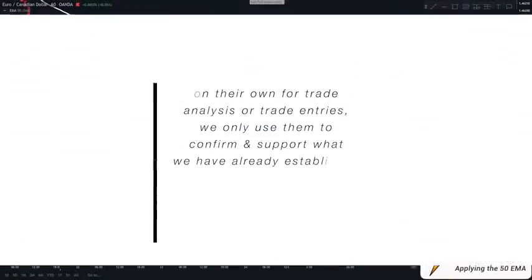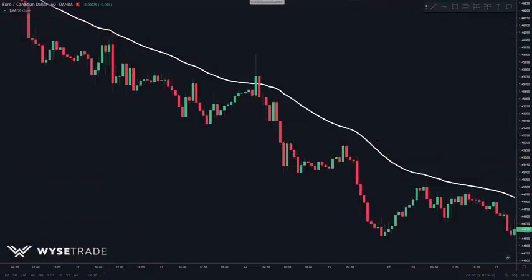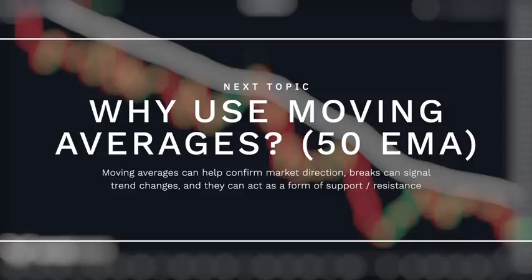Now this is a very key point you must understand when using indicators. We never use indicators on their own for trade analysis or trade entries. We only use them to confirm and support what we have already established with price action. So why do we use moving averages?